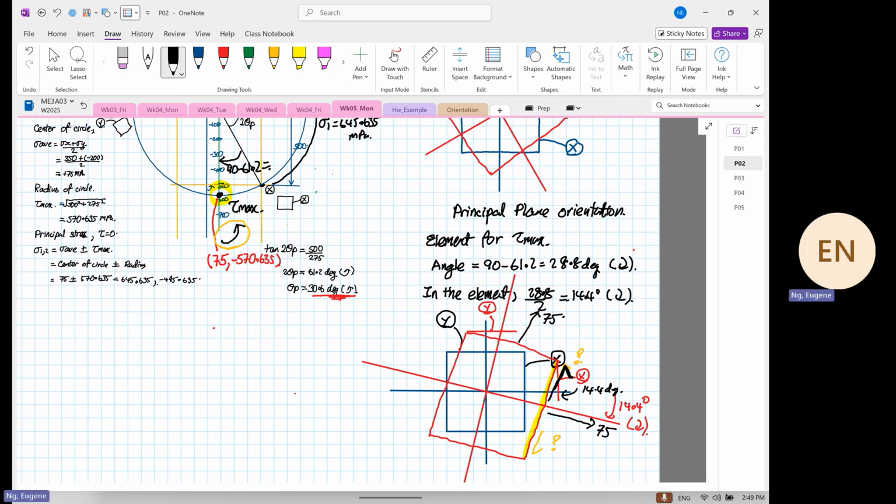And this is where you have your 570.635 megapascal. Are we clear? It depends on the rotation of the what? Of the element. Now let's look at the other point now.